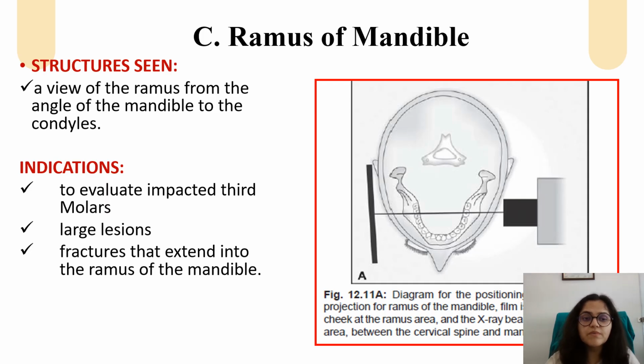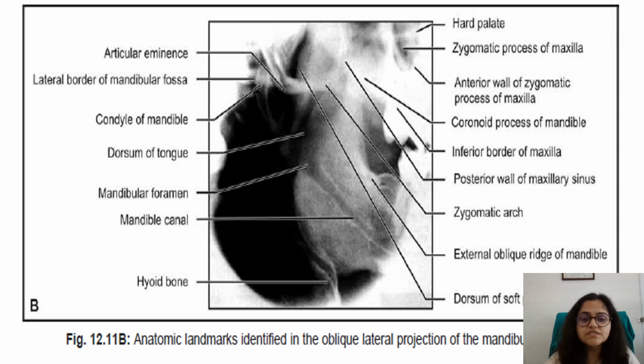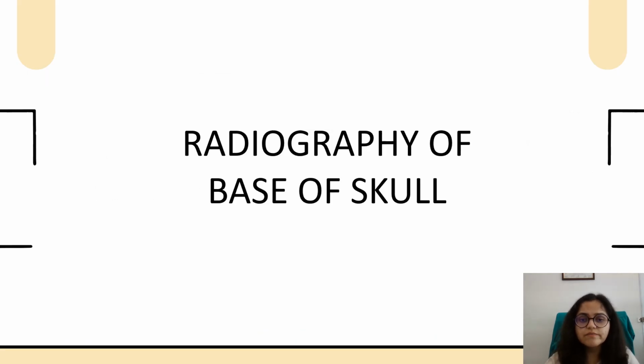Next is the ramus of the mandible. The structure shown in the ramus of the mandible is a view of the ramus from the angle of the mandible to the condyle. Indication: evaluation of any impacted molar, large cyst, or any fracture which is extending into the ramus of the mandible. This is the anatomical landmark which we can see in the ramus area.